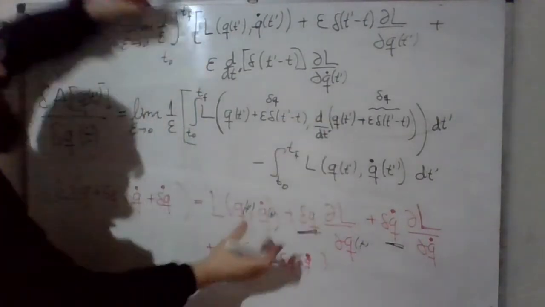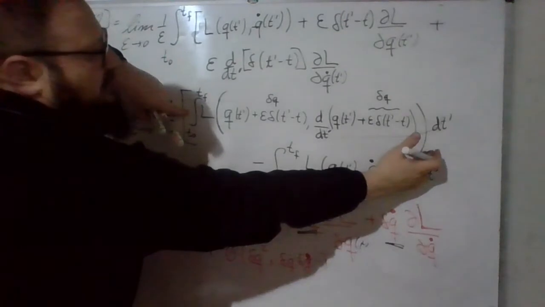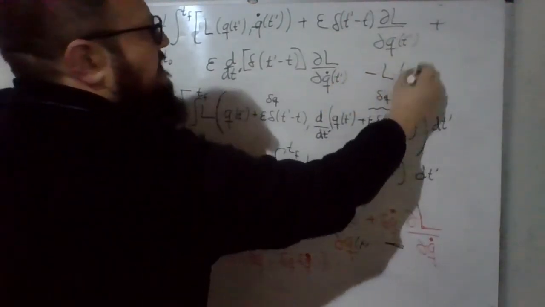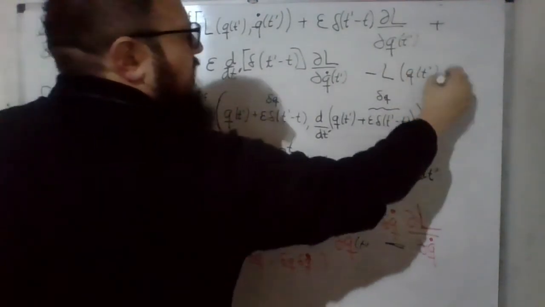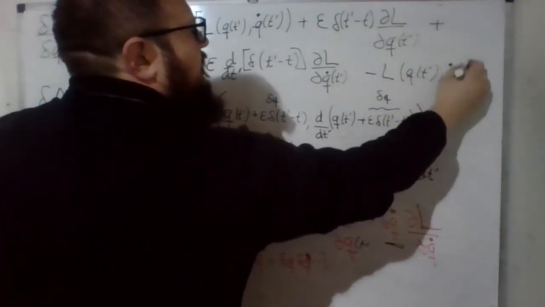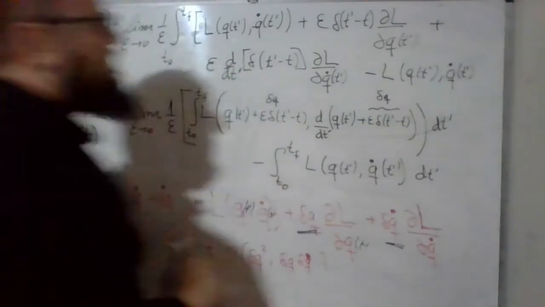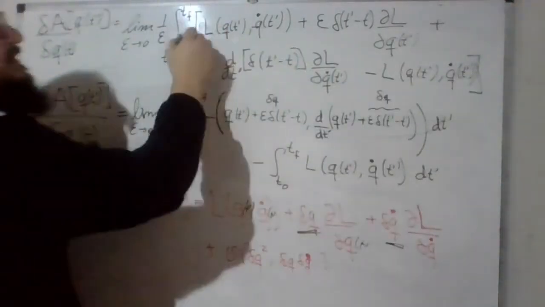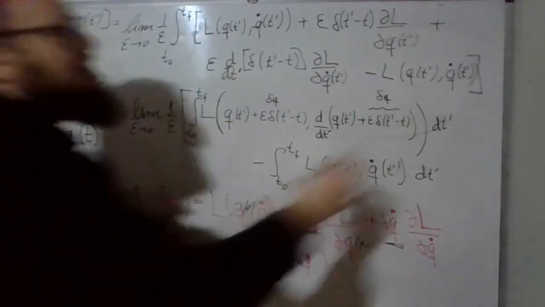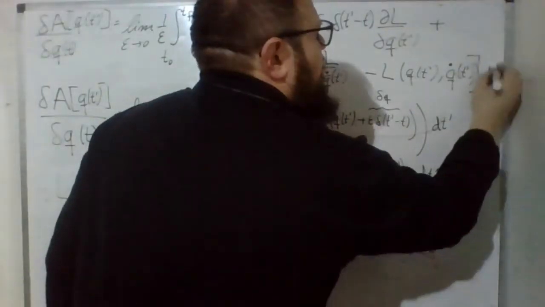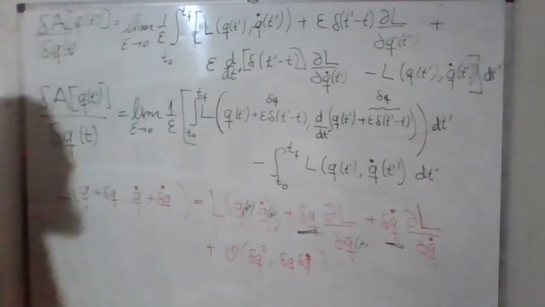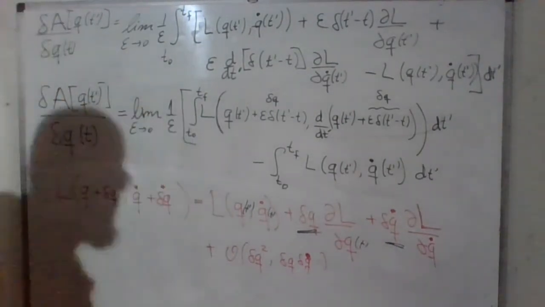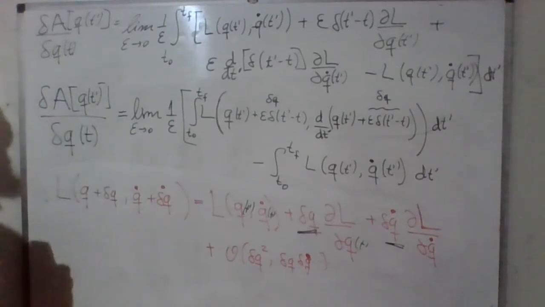And this is for this factor here minus L evaluated at t prime, the original Lagrangian evaluated at t prime. Now I can close these squared brackets and integrate over the variable t prime, right? This is it. I hope you can see what we did here.